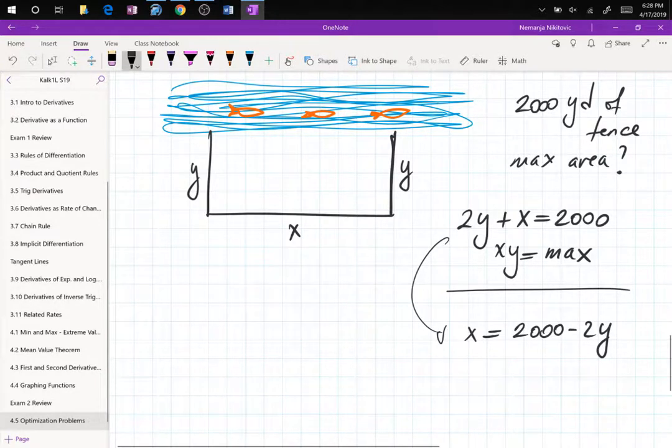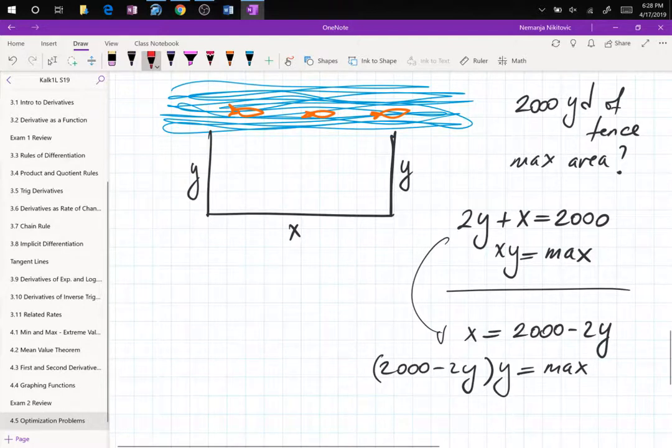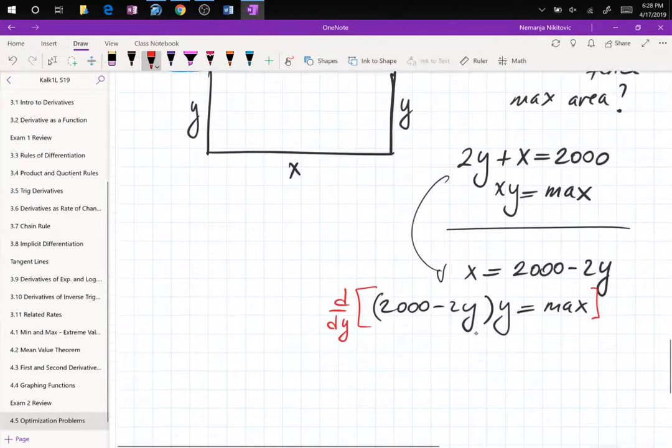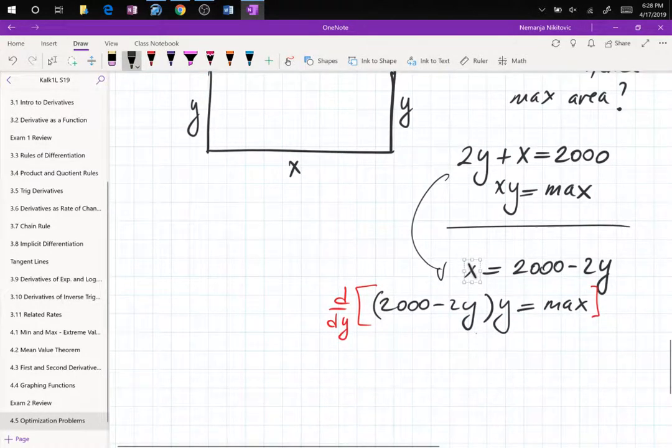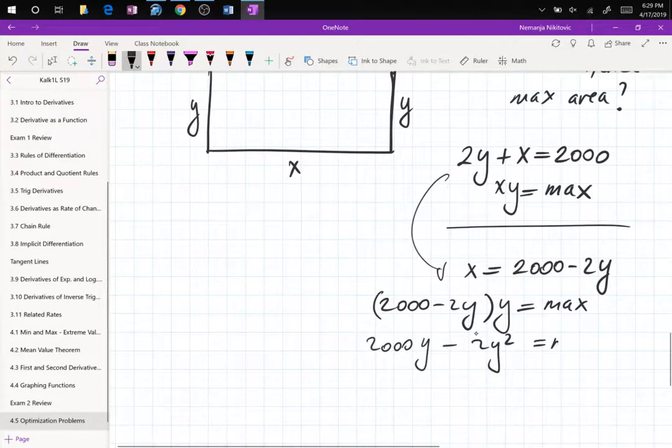So now we're replacing x. That's going to be 2000 minus 2y times y is equal to a max. And now we take the derivative d dy, because it's the y variable that we're working on. Oh, hold on. I forgot to simplify. So 2000y minus 2y squared is equal to a max. Now I take the derivative. There we go. Much better.